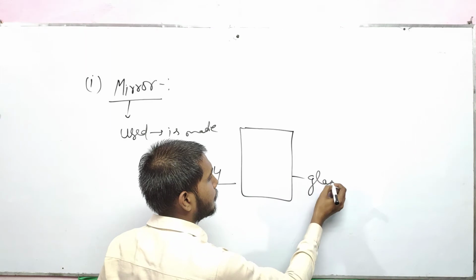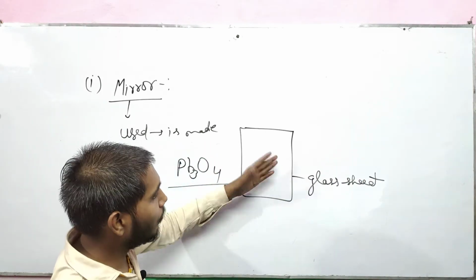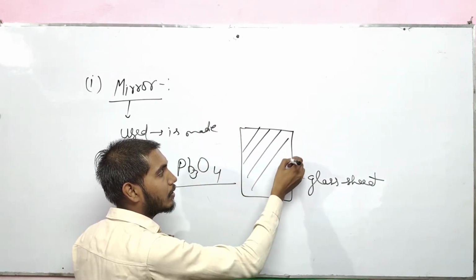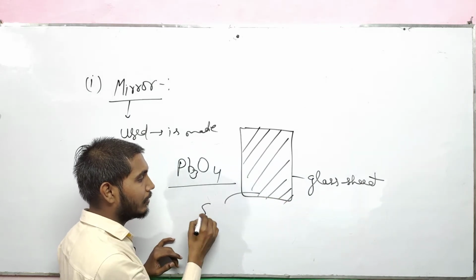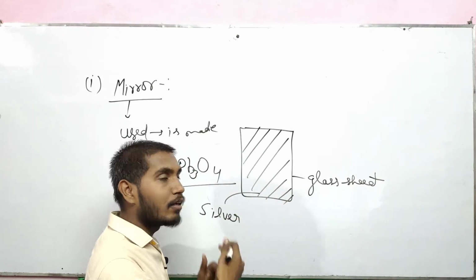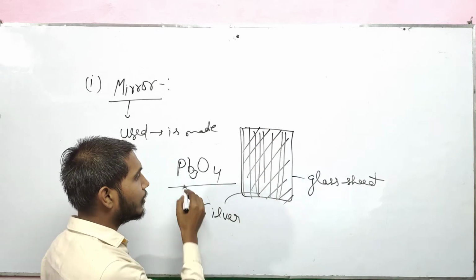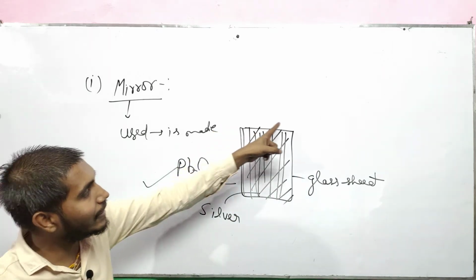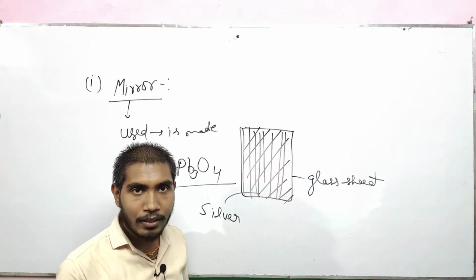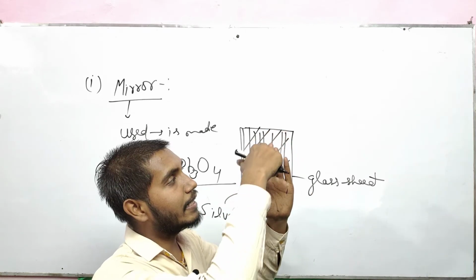Glass sheet. This is transparent. We can see from this side to that side. Then we deposit a thin layer of silver. On the silver layer, once again we deposit Pb3O4 to protect the silver layer. Okay. So a mirror is made by taking a glass sheet.